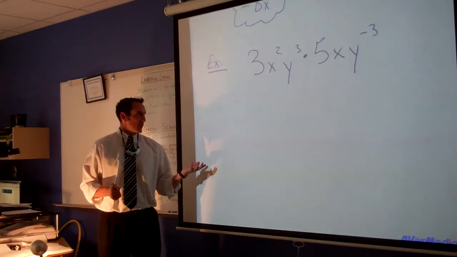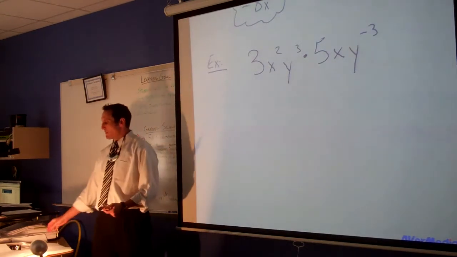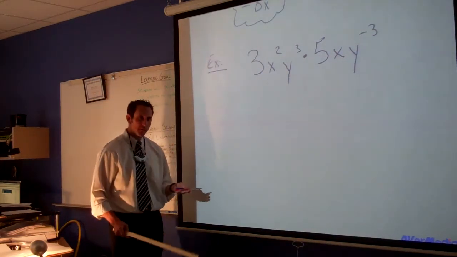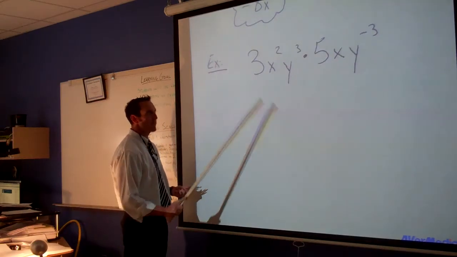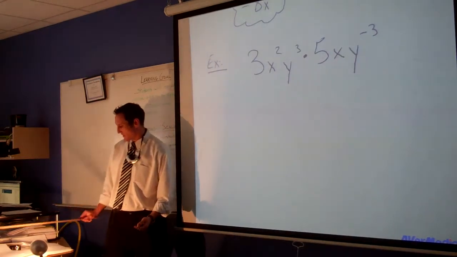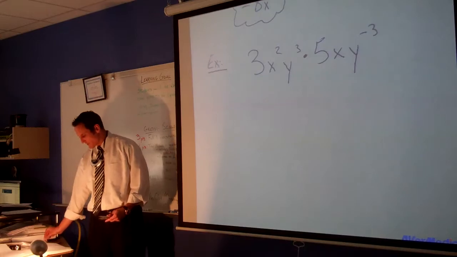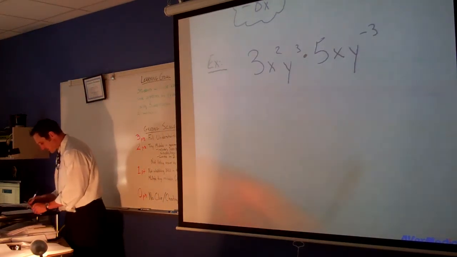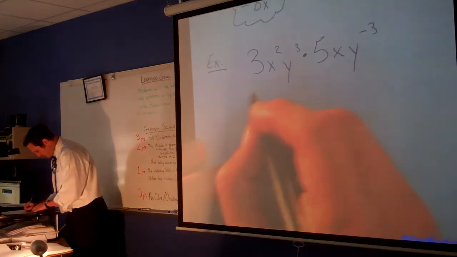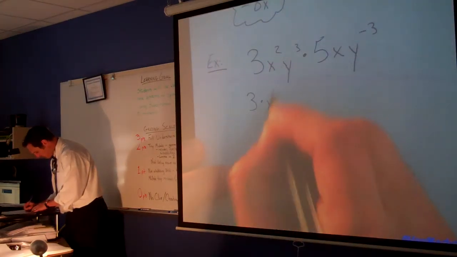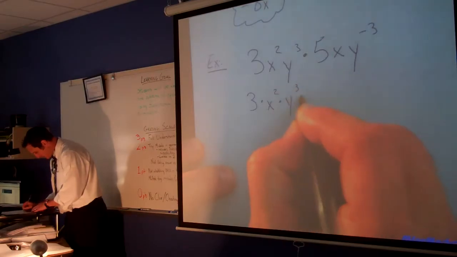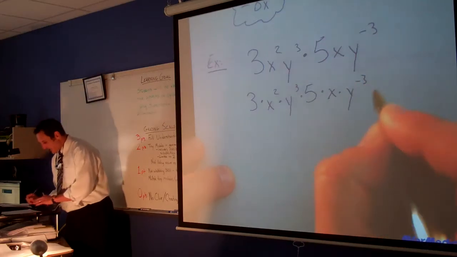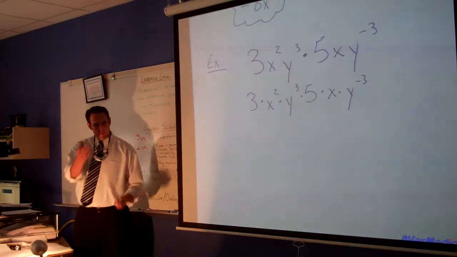Looking at this expression, again, it's important to understand what is happening to all of these variables and numbers. What's going on between them? What operation are we using? It's just multiplication. And since it's just multiplication, we know we can use the commutative property. So since this is all multiplication, we have 3 times x squared times y to the third times 5 times x times y to the negative 3.